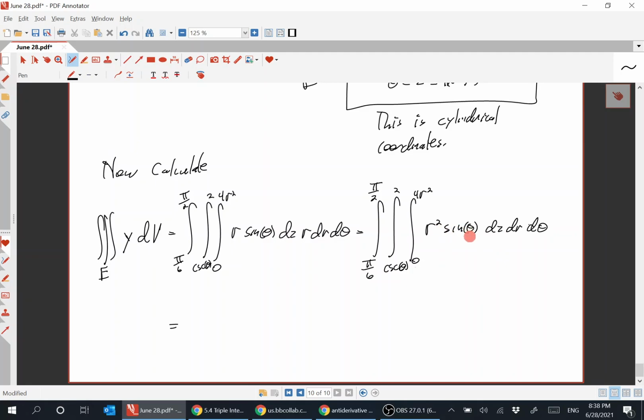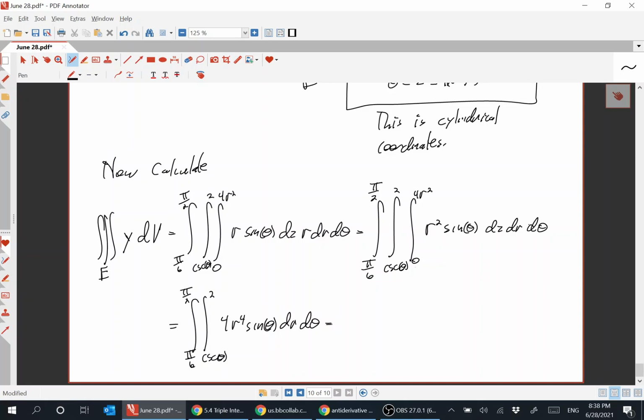So there's no z's here, right? It's just a constant with regard to z. So the integral with respect to z is just the constant times the difference here, which is just 4r squared. So this becomes 4r to the 4th sine theta. So cosecant theta to 2, pi over 6 to pi over 2, 4r to the 4th sine of theta dr d theta.